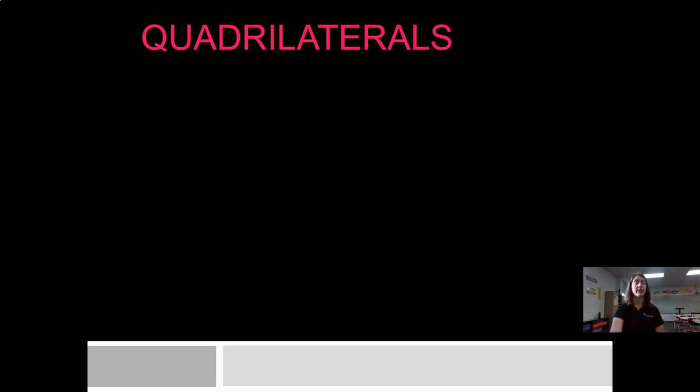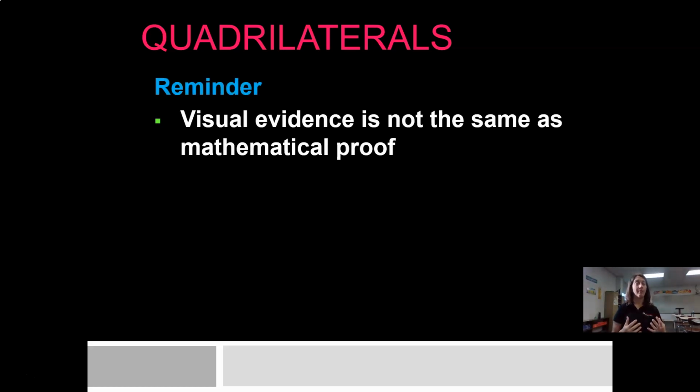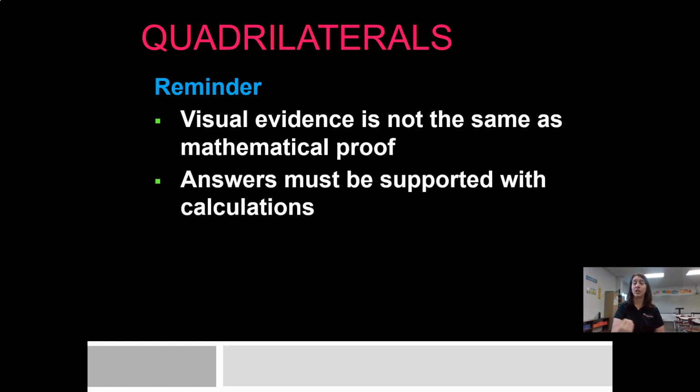Now, as we're doing these questions of trying to show what kind of quadrilateral I have, visual evidence is not the same as mathematical proof. I can't say, oh, okay, well, it looks like a parallelogram, therefore it is a parallelogram. It looks like a square, so therefore I think it is a square. I actually have to show mathematically, using some formulas, using some equations, that that actually is the case in our question. My answer has to be supported with some calculations, with some work. I can't just say, yes, it's this, or no, it's not this. I have to actually show or prove that that is the case.